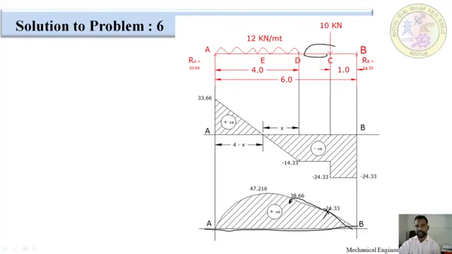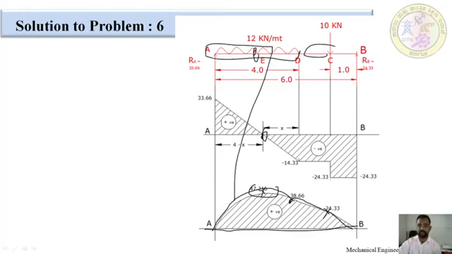After that, at point E, where the sign changes, we got the maximum value of 47.216. I am going to mark it here and draw a parabolic curve like this. It is parabolic because this is the UDL distance. For that reason I draw a parabolic curve in the bending moment diagram. This completes the bending moment diagram.